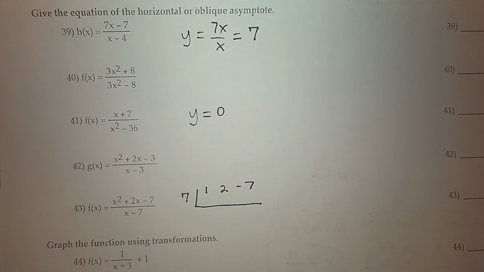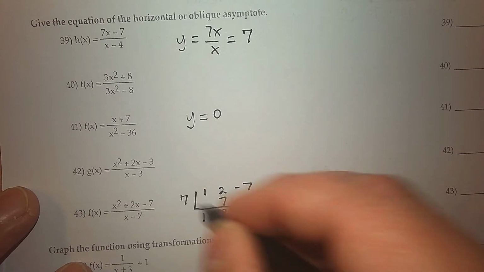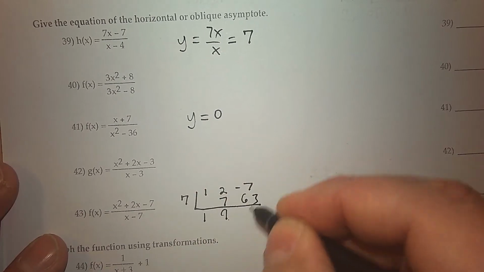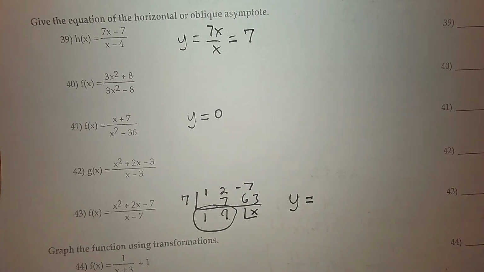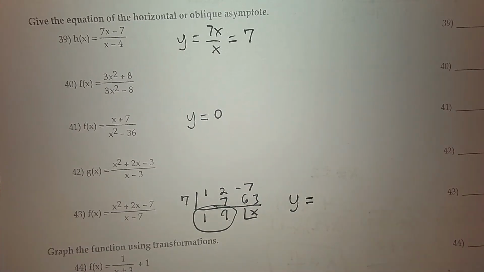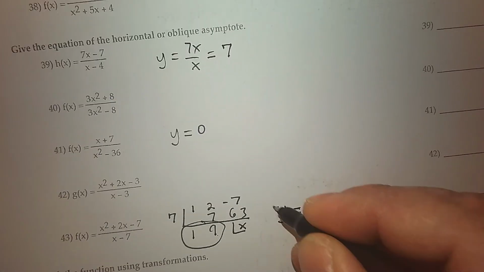And because the denominator is simple linear, I can use synthetic division. So drop the 1 down, 7 times 1, and add 7 times 9. This actually doesn't matter, the remainder. What does matter is the part that's not the remainder. That's the oblique. And so what would you say the oblique is? How many x's? 1x plus, that is the oblique.